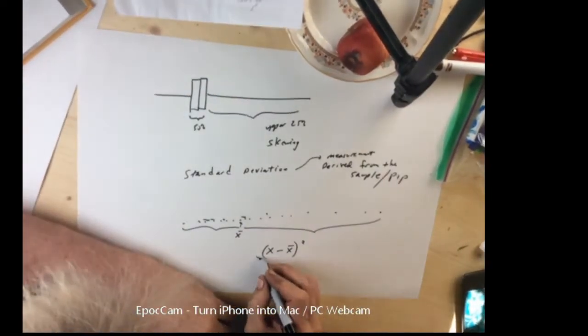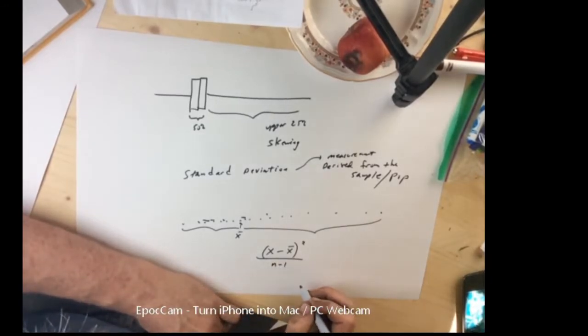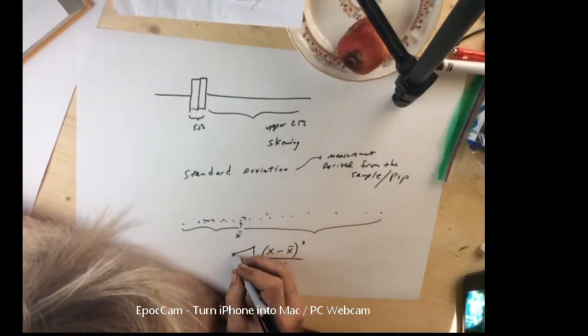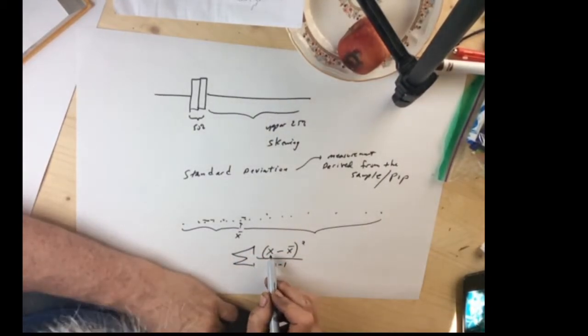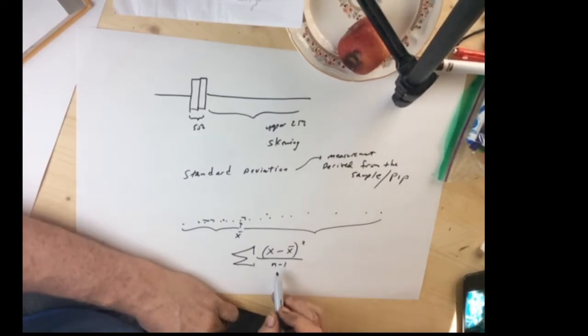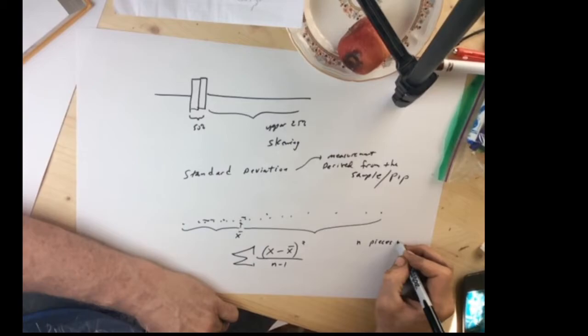Now, it turns out I don't want to divide by n. It turns out we want to divide by n minus 1. So here comes a special symbol that says, add up all of the data minus the average, square them, divide by n minus 1, where we have n pieces of data.